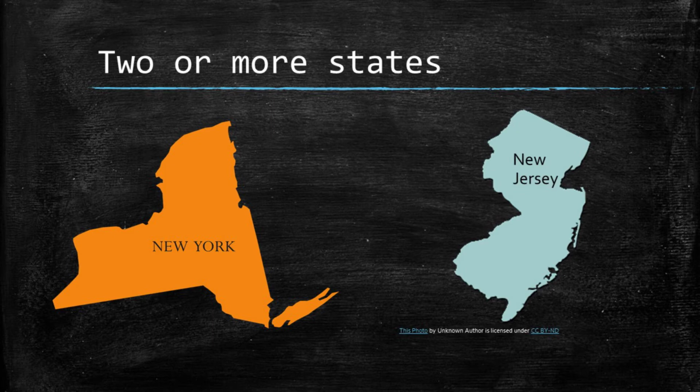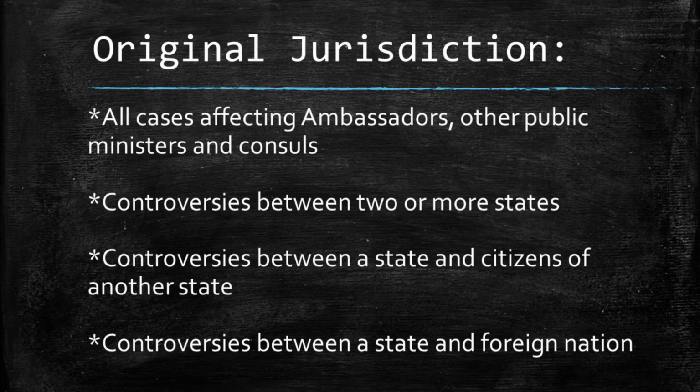New Jersey wants New York to pay for this. So New Jersey is going to sue New York. That would be a case where the U.S. Supreme Court would have original jurisdiction. It's also going to handle controversies between a state and citizens of another state.